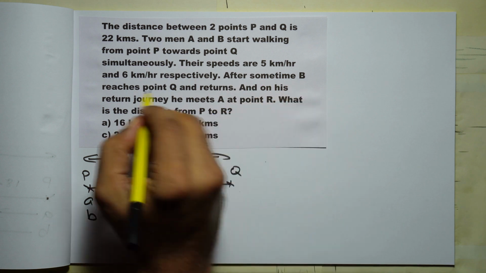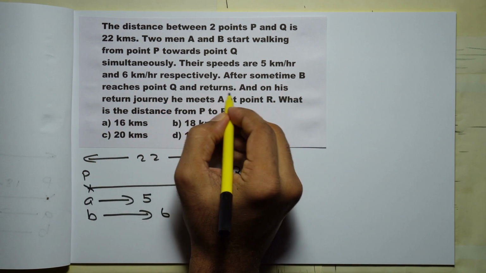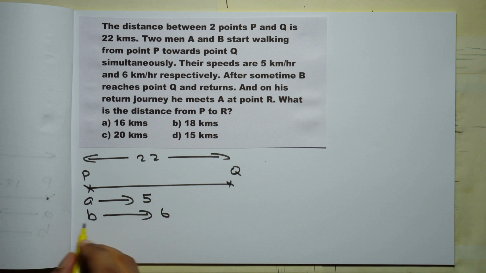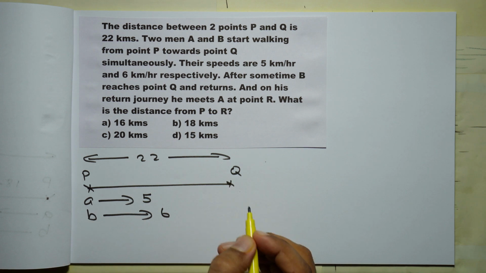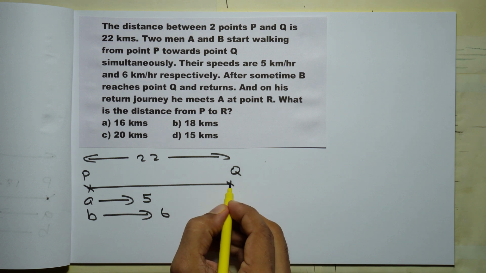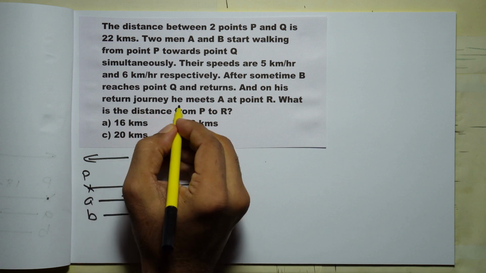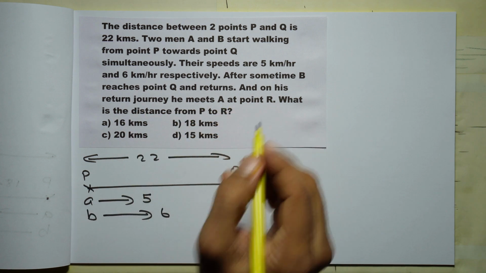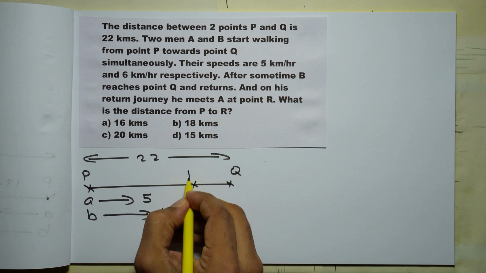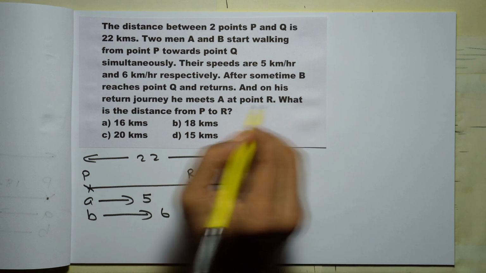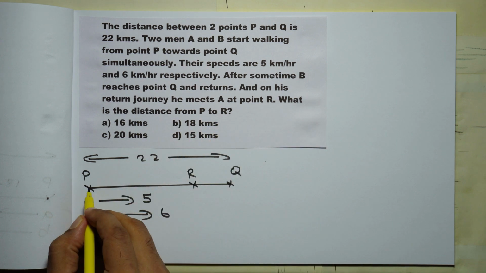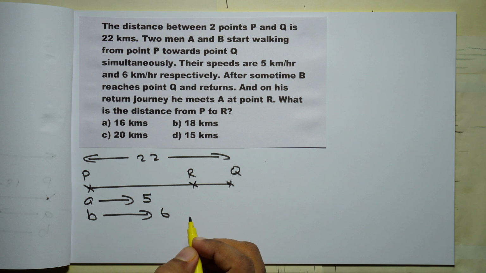After some time, B reaches point Q and returns. So you can see that B is faster than A. So obviously B will reach this point first. So he will reach Q first and then he will return. And on his return journey, he meets A at point R. So this is point R. Now the question is, what is the distance from P to R? This distance is what we need to find out.